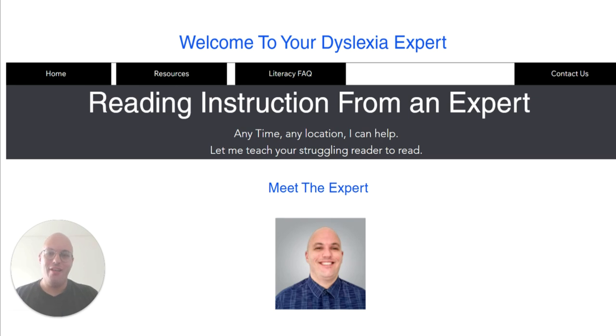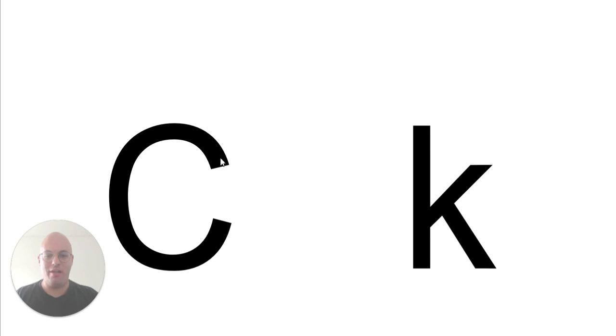Let's get started. So one rule that I think confuses a lot of students in English reading is that we have two letters that represent the sound k. We actually have more than that, but we're going to stick with the two common ones for now. Those letters are C and K. And there's a mnemonic that is really helpful, I find, in helping kids, or adults, or anyone with dyslexia understand when we use C and when we use K.